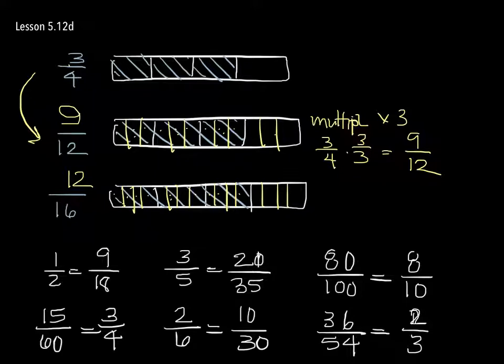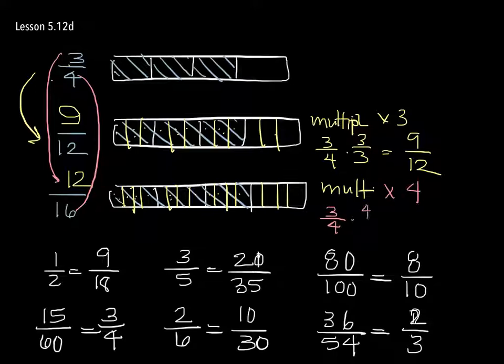So now my question is, what is my multiplier? What did I do to 4 to get to 16? What did I do to 3 to get to 12? Well, I broke them into 4 chunks, so my multiplier should be 4. And if I look at 3 over 4, times 4 over 4, 3 times 4 is 12, 4 times 4 is 16. So that's the first part of that.